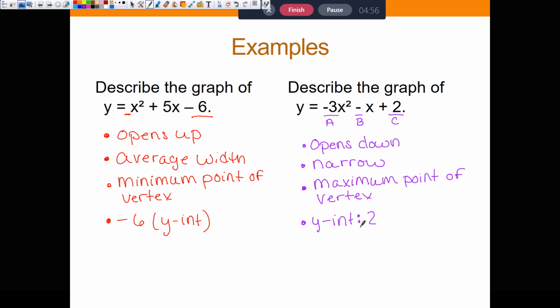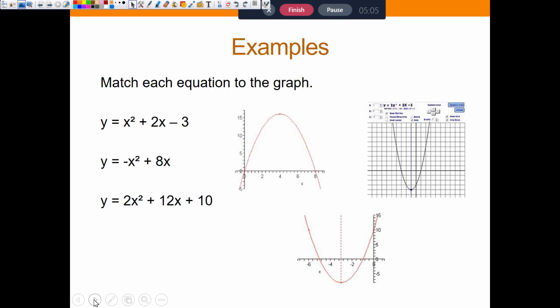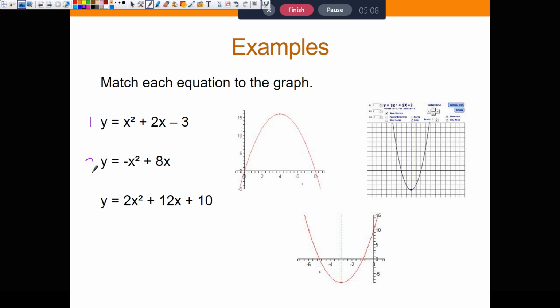Okay, for the next part, we're going to match the graph with the equation. Okay, so we have graphs 1, 2, and 3. Let's take a look at the first graph. First graph is average width. It opens up because it has a positive A, and its y-intercept is 3. So let's look. Okay, this one doesn't open up, so it can't be that one. This one is at -3. Is this one crossing at -3? No. So this one would have to be 1.